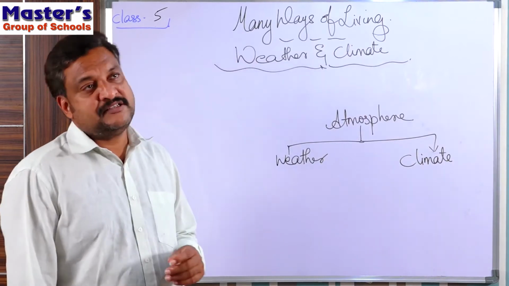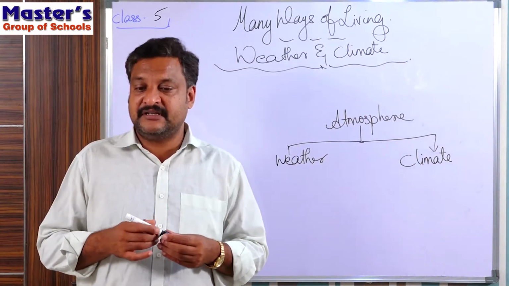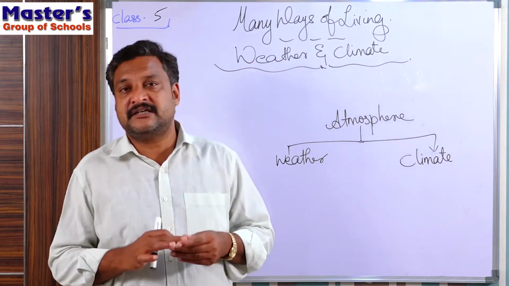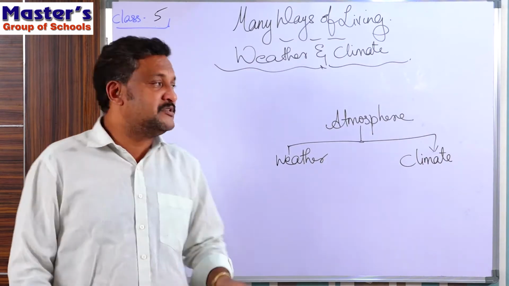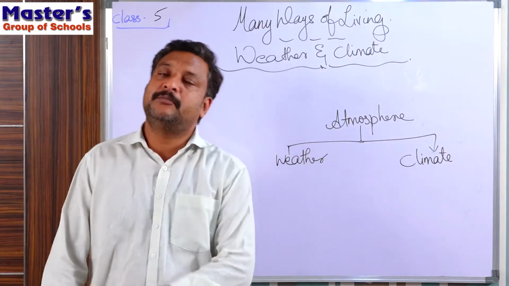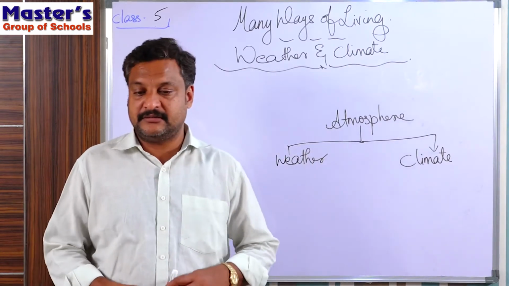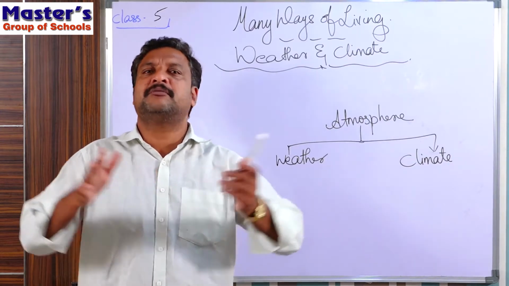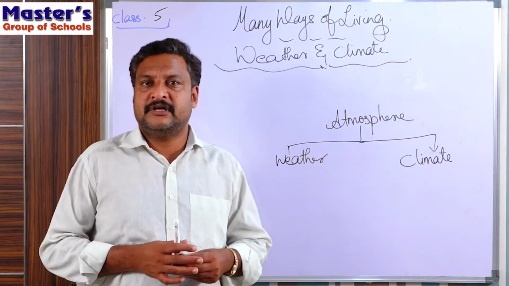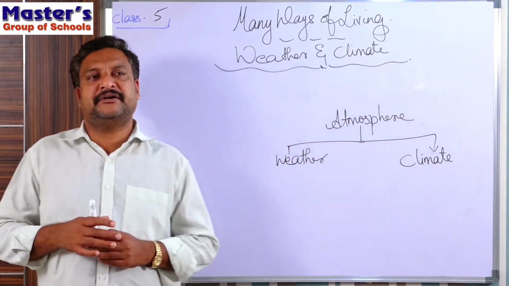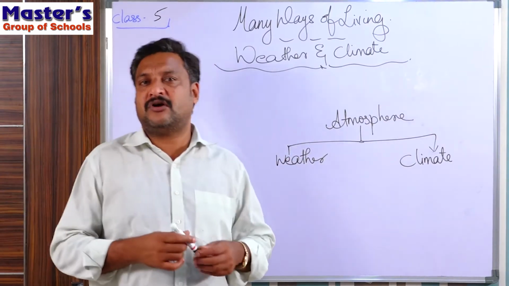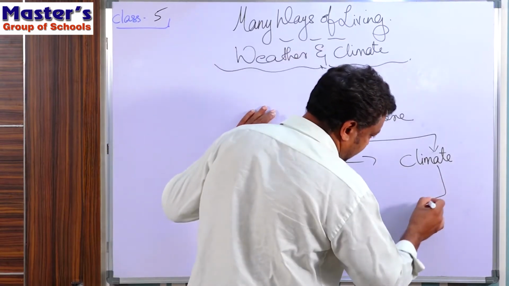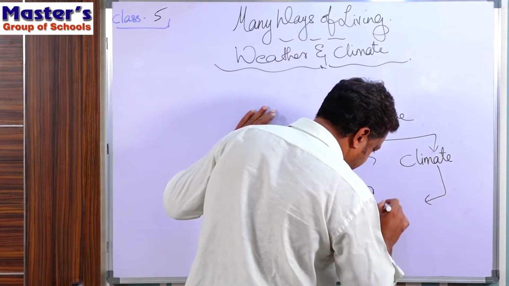Right? So there are some changes happening within this atmosphere, and the changes that happen for a shorter period of time are called weather, and a longer period is called climate. It's something like an average weather condition over a period of time. And an average weather condition over a period of time is called a climate. And the next level from climate, we go for seasons.